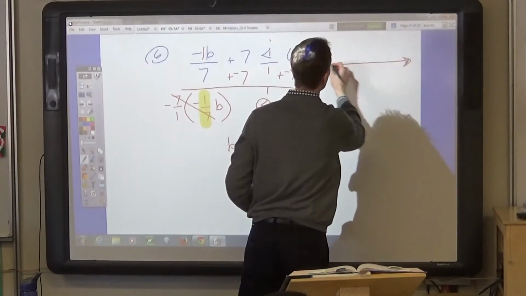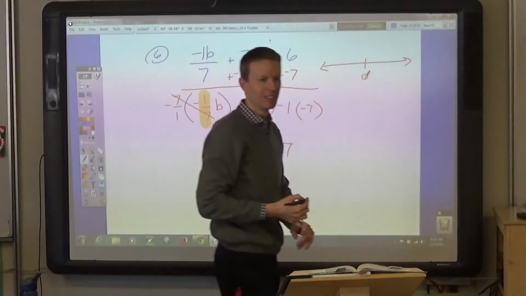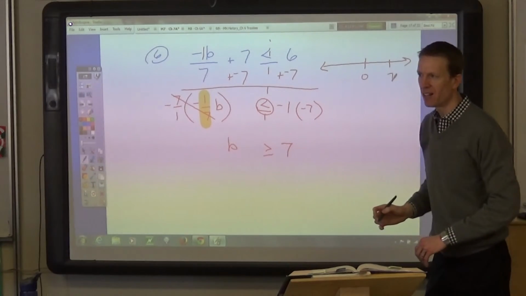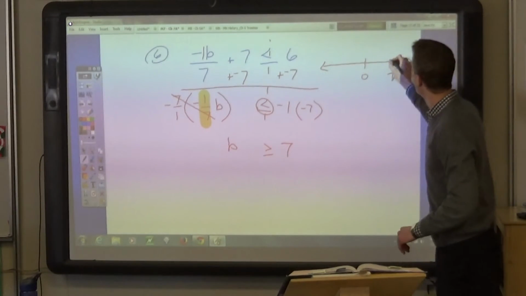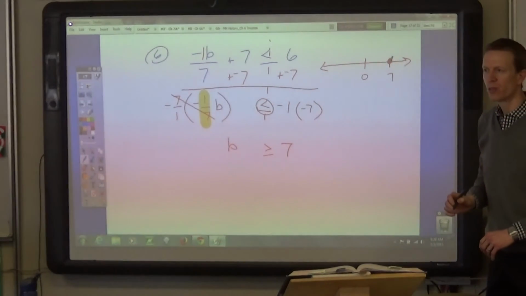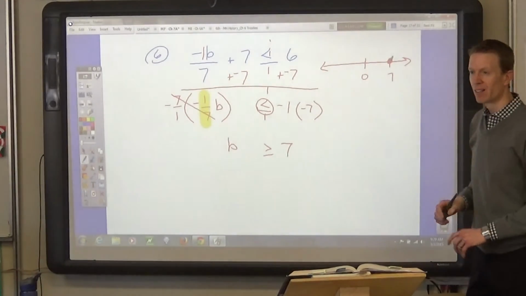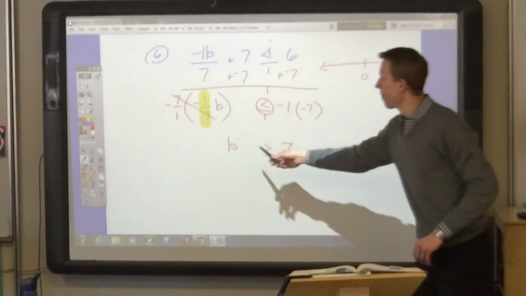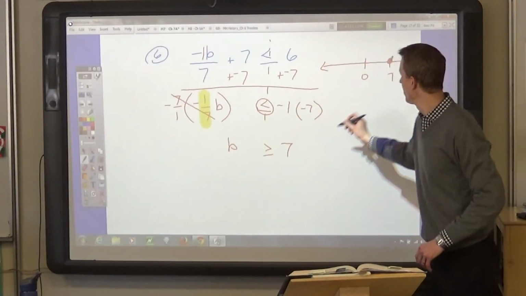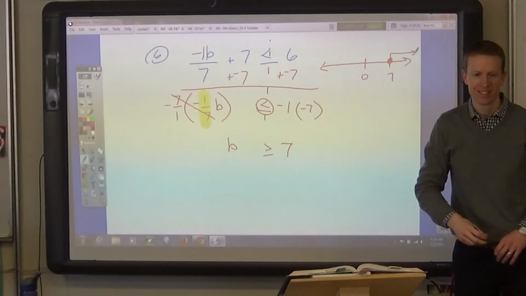So to graph it, mark 0 and 7. What type of dot should we use? A closed or solid dot. And our arrow should go to the right. Why? Because the variable is written first, so the arrow can point the same direction as the symbol. Okay?